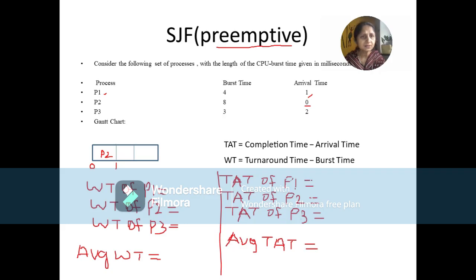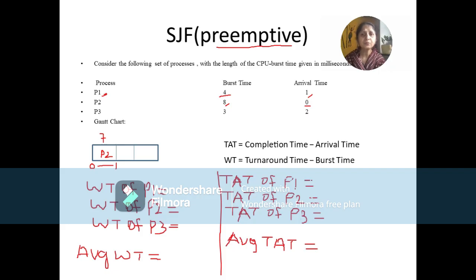Now P2 was inside the CPU. What is the burst time of P2? 8. Now out of 8, it got executed for 1 unit. So what remains? 7 remains. Now there is a disturbance or there is an interrupt at time 1 because one process has come. Which process has come? Process P1 has come. What is the burst time of process P1?